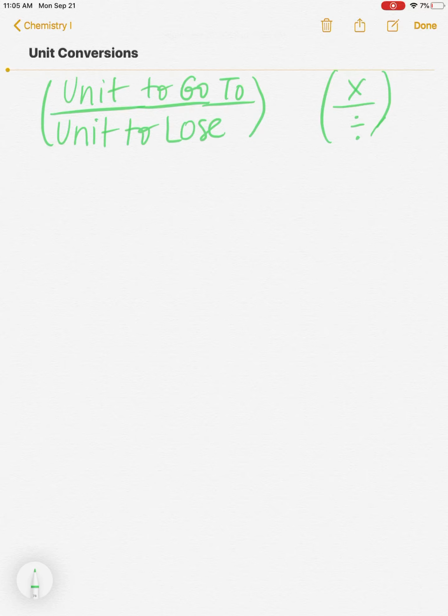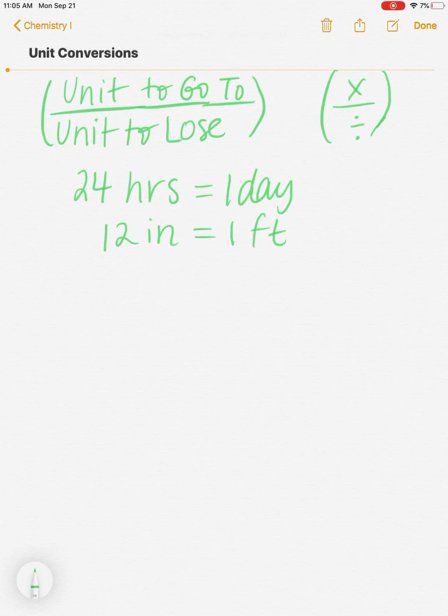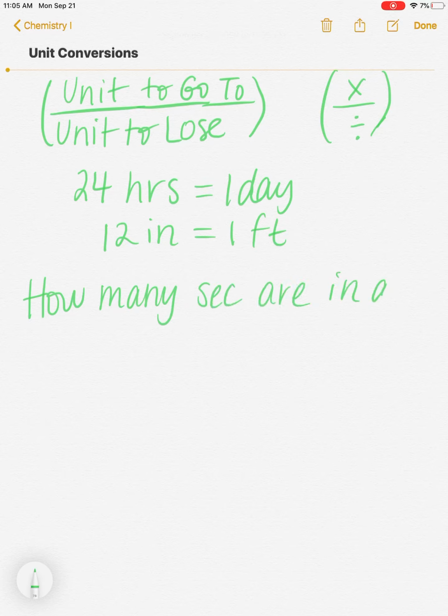Now, for this to work out, you have to have a valid unit conversion. For example, there are 24 hours in one day. There are 12 inches in 1 foot. So if you, for example, said that you want to know how many seconds are in an 8-hour workday.